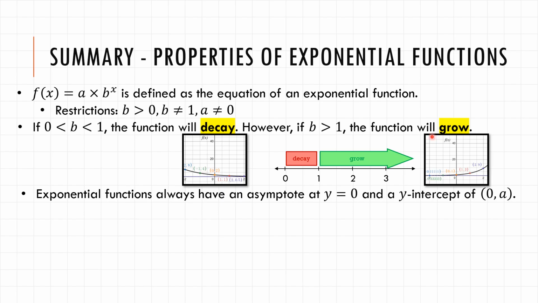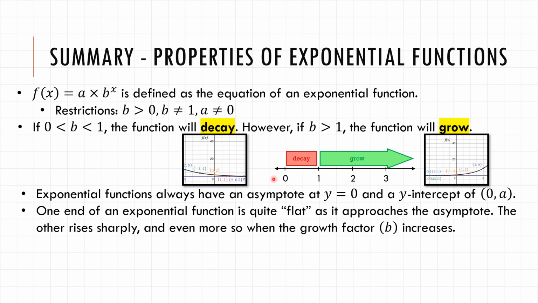An exponential function always has an asymptote at y equals 0, and its y-intercept is always 0, comma, whatever the a value is. The graph looks exactly like you see over here. So one end is really, really flat because as it approaches the asymptote, it gets closer and closer to it. And the other end rises really, really sharply, really quickly. And even more so when you increase the growth factor here.